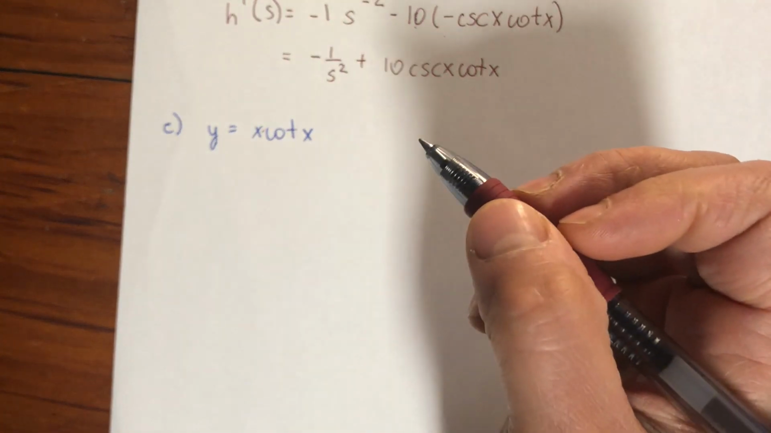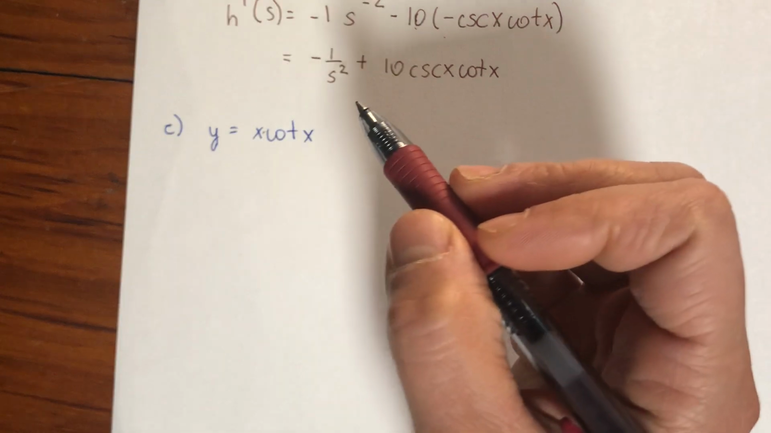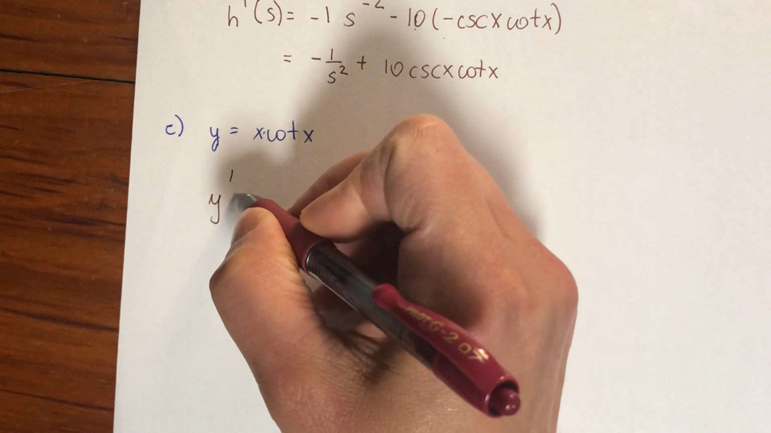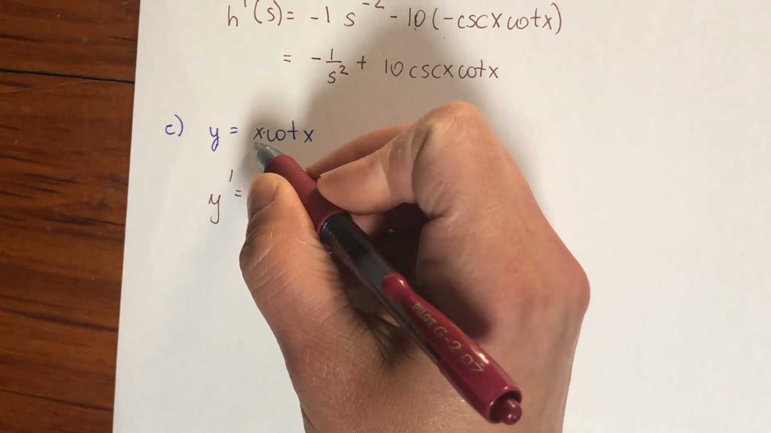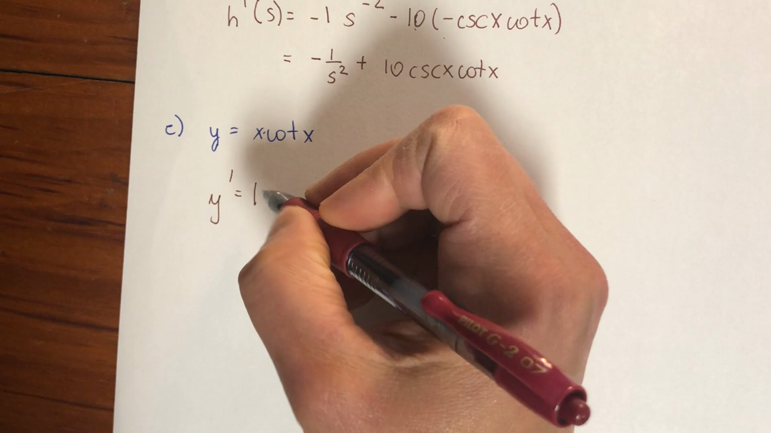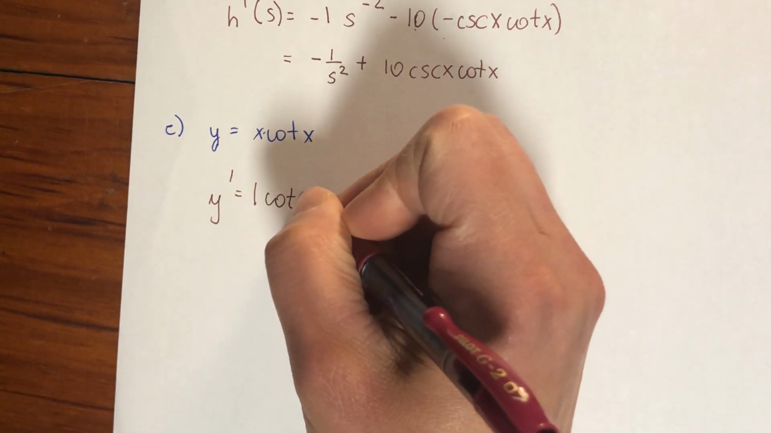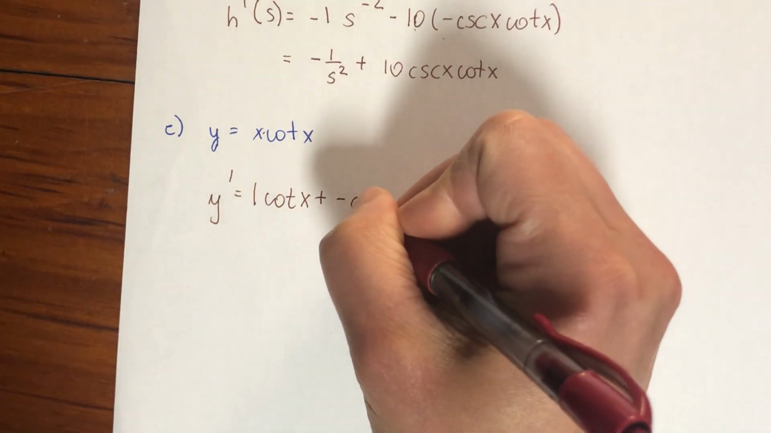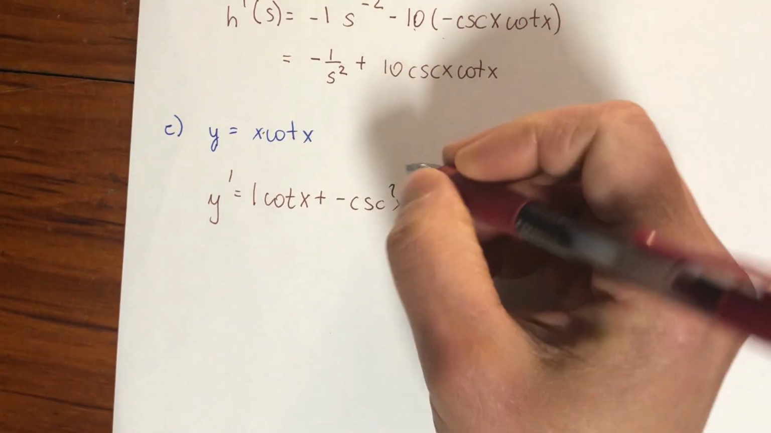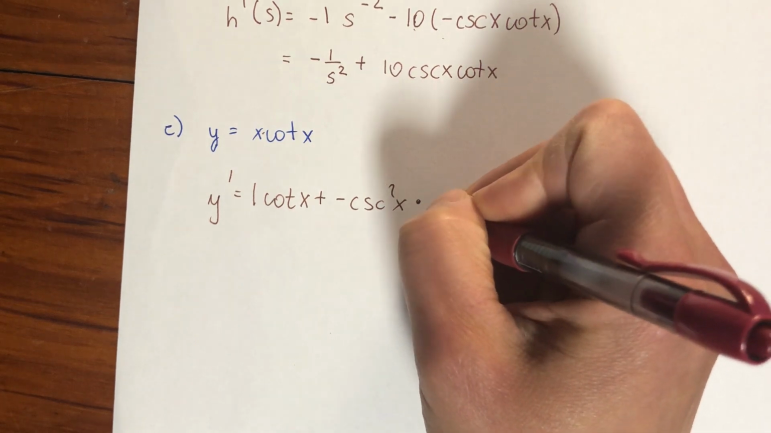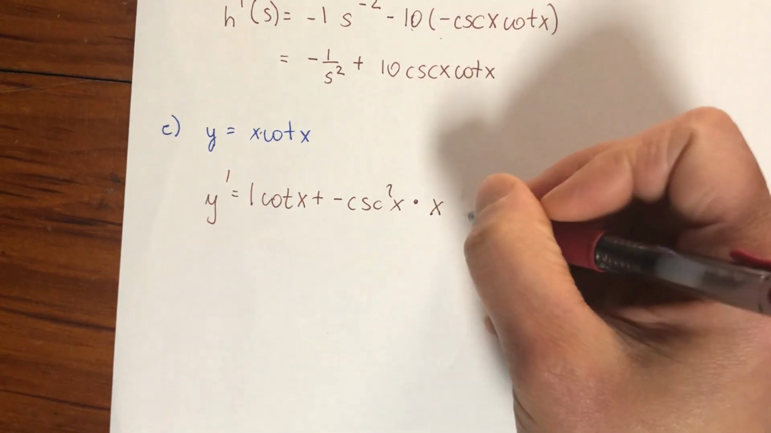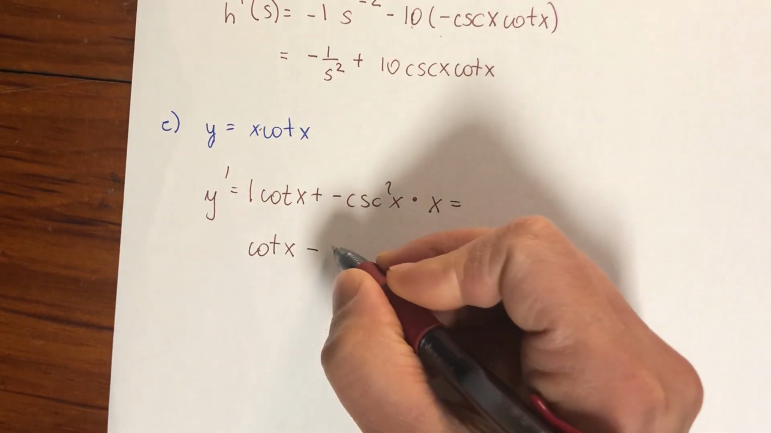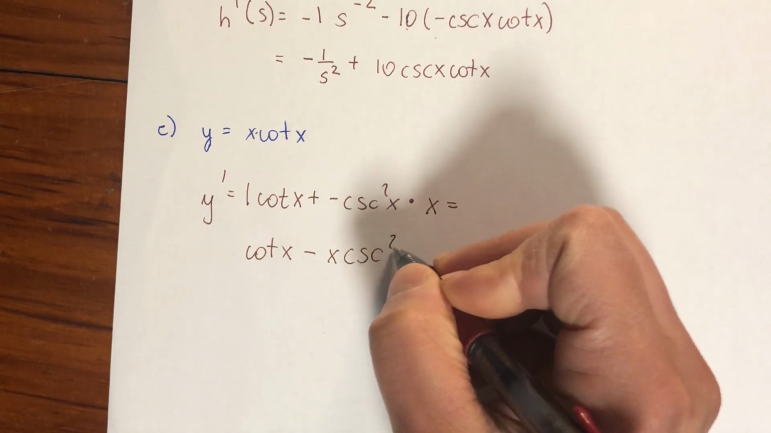This one we have to use the product rule as we have a multiplication with the variable. So this is going to give me the derivative of the first term is 1, and then I'm not going to change the cotangent, plus derivative of cotangent is negative cosecant squared of x, and I am going to multiply it by x. Maybe we'll clean it up a little bit. Cotangent of x minus x cosecant squared of x.